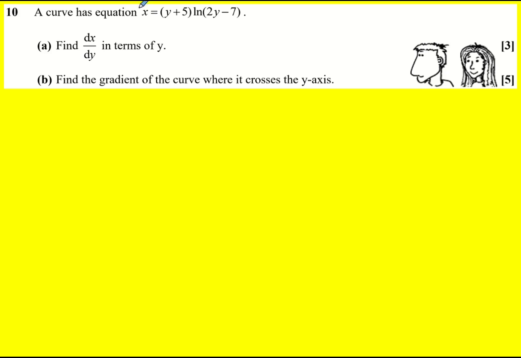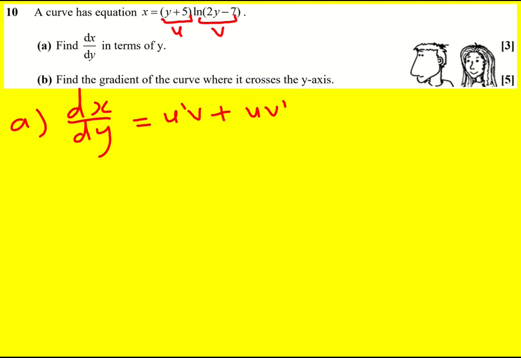We've got an equation, x in terms of y here. First up, we're asked for dx by dy. So I need to differentiate with respect to y. I'm going to call this one u and this one v. I've actually got the product rule going on. dx by dy is going to be u prime v plus u v prime.